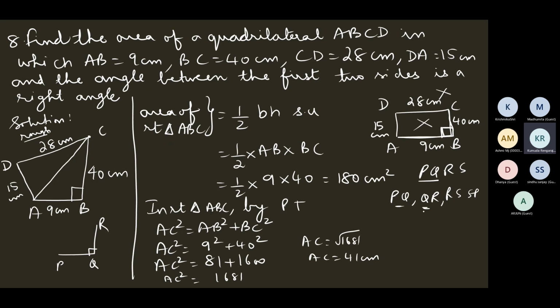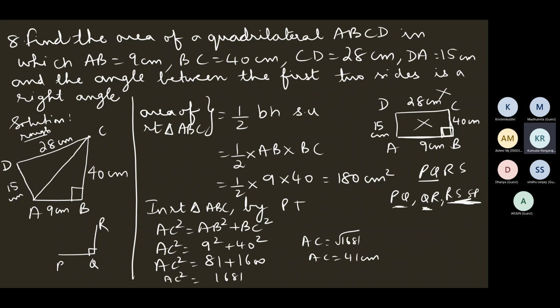Sometimes the angle between the last two sides will be a right angle. The last two sides are RS and SP. The first two sides are PQ and QR. Accordingly, you will have to insert the right angle. Otherwise, it's a very simple question.